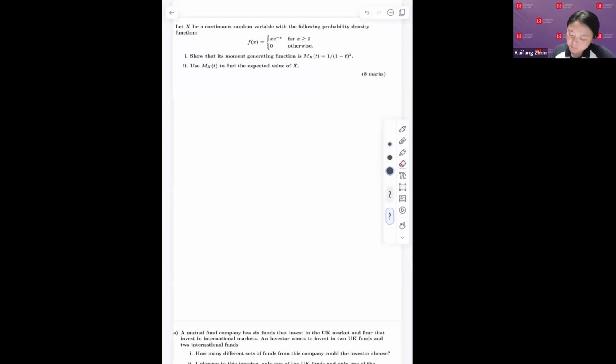First of all, what do we need to do? We need to show that its moment generating function is equal to 1 over (1 minus t) to the power of 3. So first step, let's write down the definition of the moment generating function. The definition is the expectation of e to the power of tX.